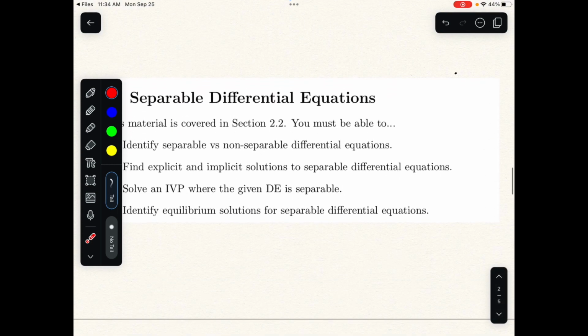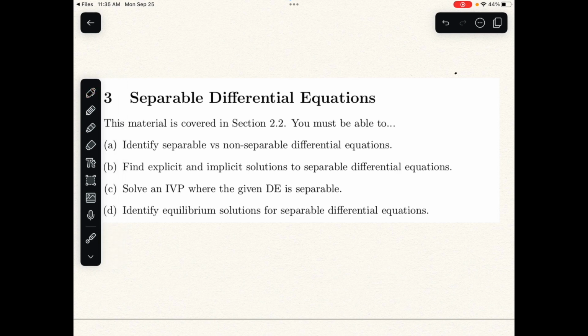All right, separable DEs. You should be able to identify separable versus non-separable. You should be able to find explicit and implicit solutions to separable DEs. Right away, you should know the difference between explicit and implicit solutions.